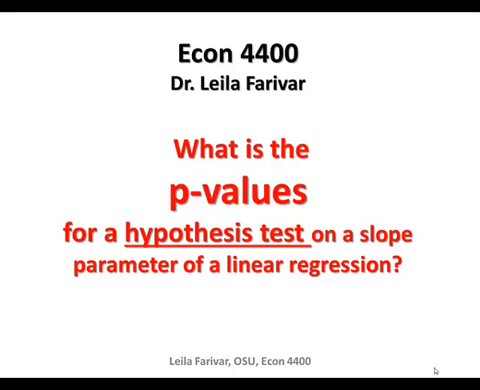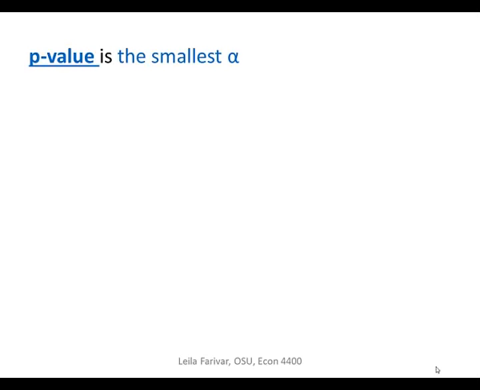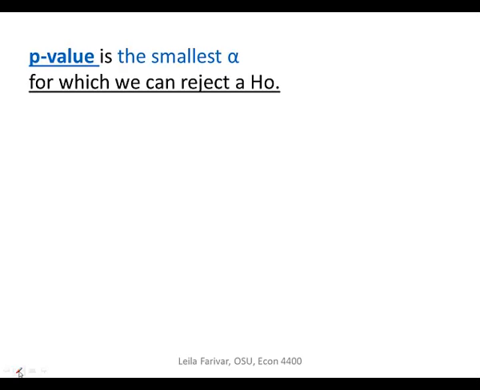In this video, we are going to look at p-values and how to find p-values for a hypothesis test on a slope parameter of a linear regression. We define the p-value as the smallest alpha, the significance level of the test. So the p-value is the smallest alpha for which we can reject H-null.